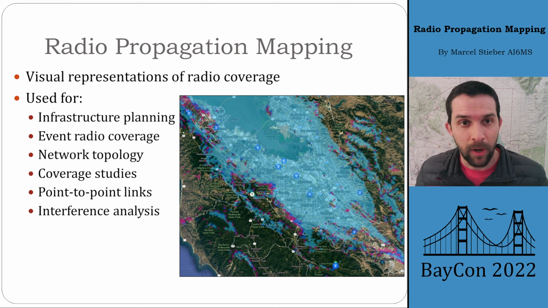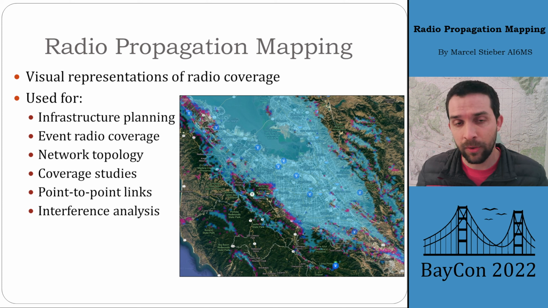So first off, radio propagation mapping. Typically, we do this to get a visual representation of radio coverage. If you've seen maps like this one on the right here, that's typically what you'll see. Repeater owners and clubs like this, because they can put it on their websites to show the coverage that their repeaters have. So that's quite useful.